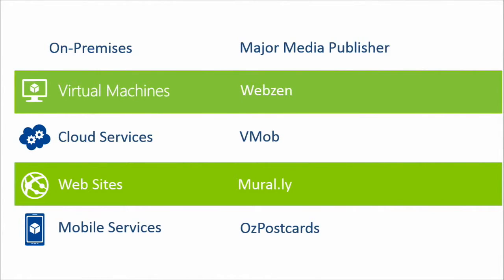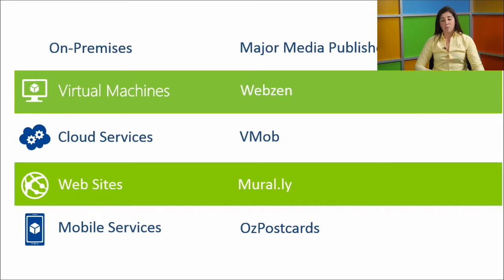So as you can see, we talked a little bit about customers with different backends and whether they're hosted in virtual machines or on premises or all the way down to mobile services. We have customers today who are in production using Notification Hubs with backends across the whole gamut, from a major media publisher in the APAC region who has a backend hosted on premises in ASP.NET MVC, all the way to someone who's hosted in websites and Oz Postcards, which is hosted in mobile services and uses Notification Hubs in conjunction to really hit that scale targeted push scenario.